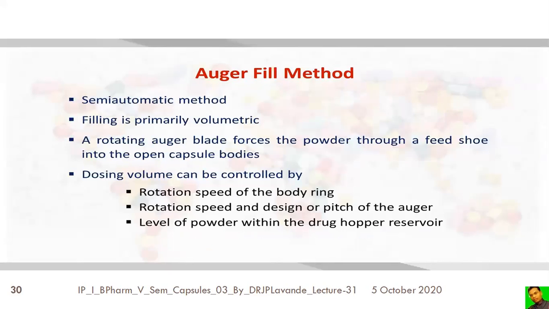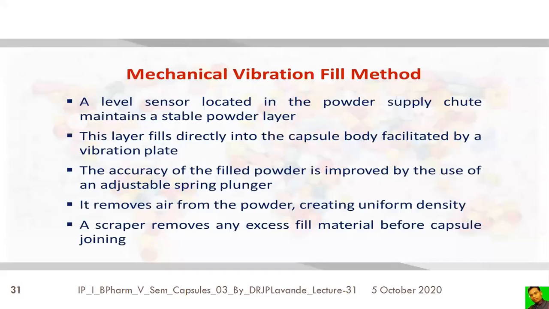Now in that, the very first method is the auger fill method. This is the semi-automated method, and the filling is primarily volumetric. That means the required volume is going to be loaded into the capsule body. A rotating auger blade forces the powder through a feed shoe into the open capsule bodies. So dosing volume can be controlled by rotation speed of the body ring, rotation speed, design or pitch of the auger, and the level of powder within the drug hopper reservoir.